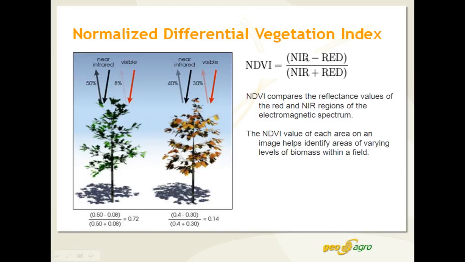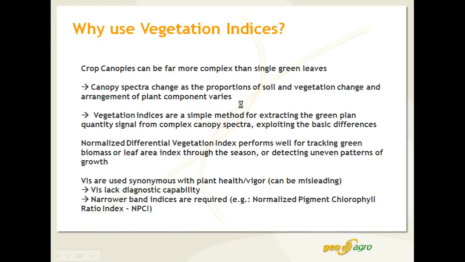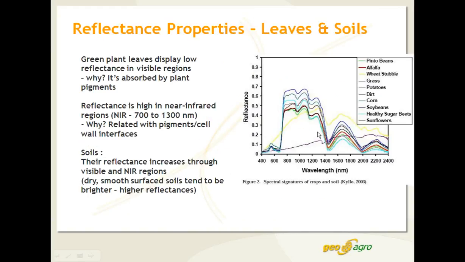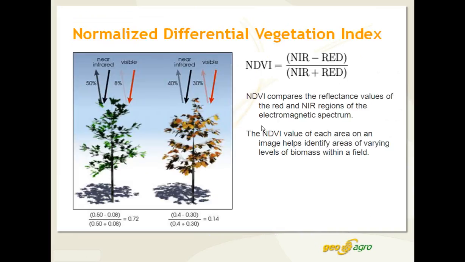So basically, this is what we're combining. We're combining bands in the near infrared and red region, going back to that. So we're taking the values from different areas and combining them with this formula, which can compare the reflectance values of these two regions, and they help identify areas of varying levels of biomass.